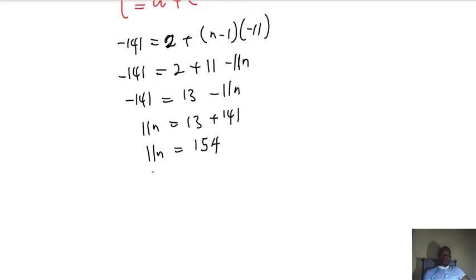So what are we going to do? We divide both sides by the coefficient of n, which is 11. So 11 cancels the coefficient of n. Then 11 goes into itself 1. It goes into 154, 14 times. So therefore n is equal to 14. So the number of terms is 14. Therefore there are 14 terms there.